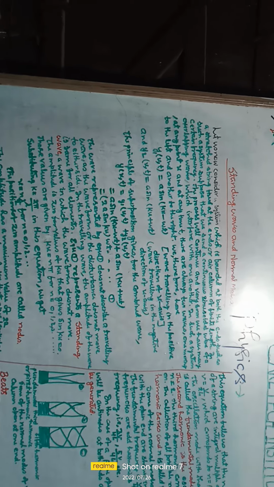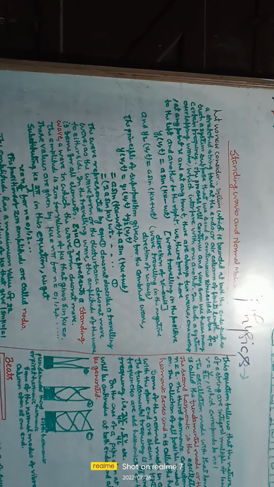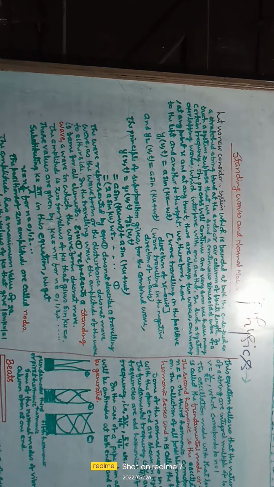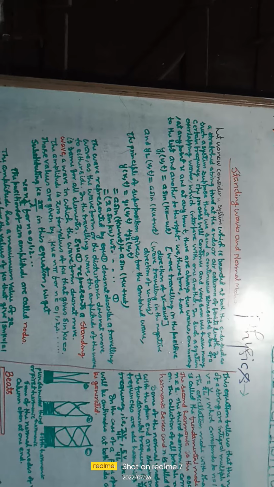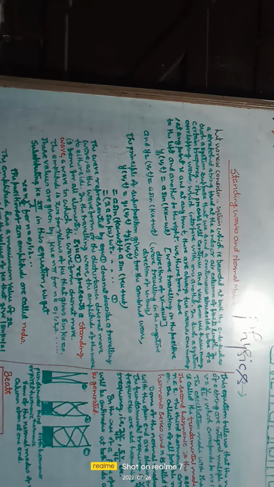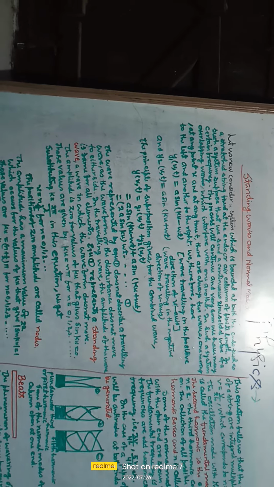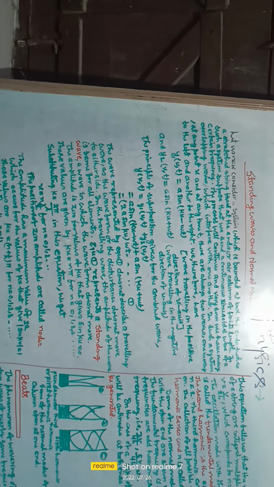The amplitude is 0 for values of kx that give sin kx = 0. These values are given by kx = nπ for n = 0, 1, 2, 3, and so on. Substituting k = 2π/λ, we get x = nλ/2 for n = 0, 1, 2, 3, and so on. The positions of zero amplitude are called nodes.